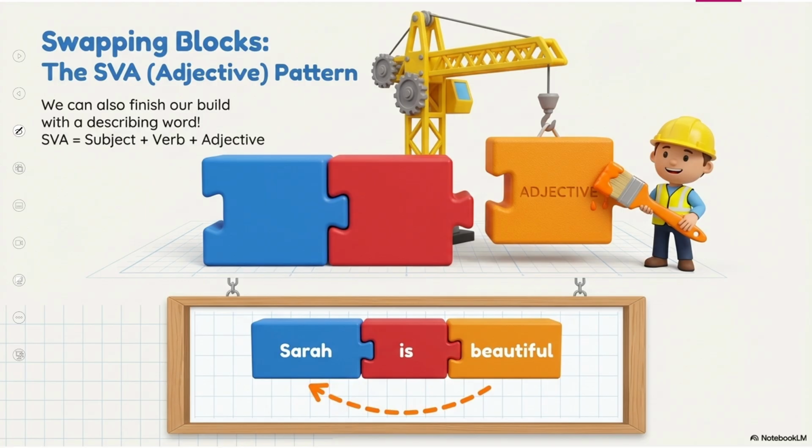Then we have another sentence pattern, which is subject verb adjective. We can also finish our sentence with a descriptive word, subject verb adjective. For example, Sarah is beautiful. Here we have subject, verb and adjective. The adjective is telling about Sarah.